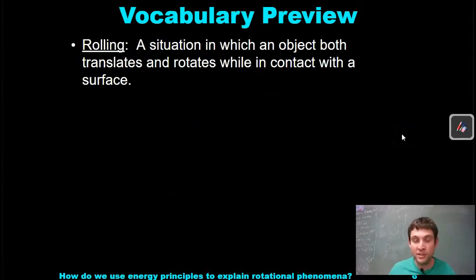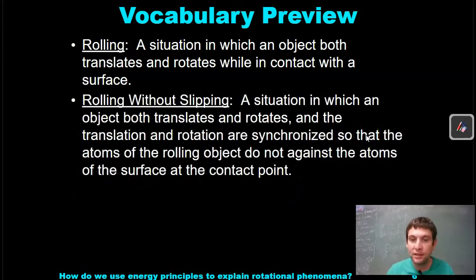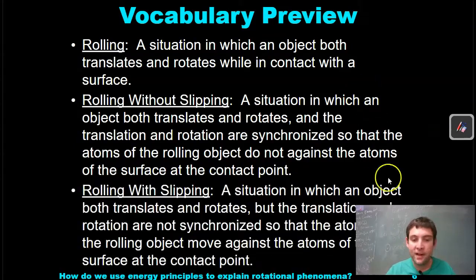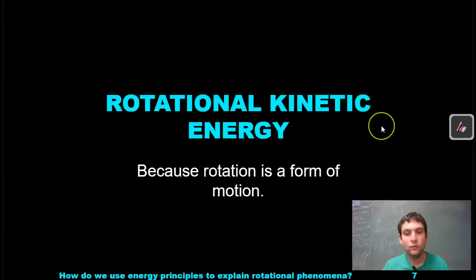We have three vocabulary terms that we need to know. First one is rolling, a situation in which an object both translates and rotates while in contact with the surface. Rolling without slipping is a situation where an object can translate and rotate, and the translation and rotation are synchronized so that the atoms of the rolling object do not go against the atoms of the surface in the contact point. And then finally we have rolling with slipping, which is a situation in which an object both translates and rotates, but the translational and rotational motions are not synchronized, so the atoms of the rolling object move against the atoms of the surface in the contact point.